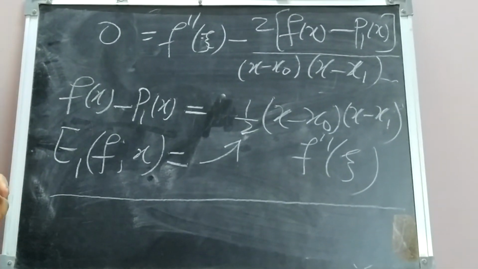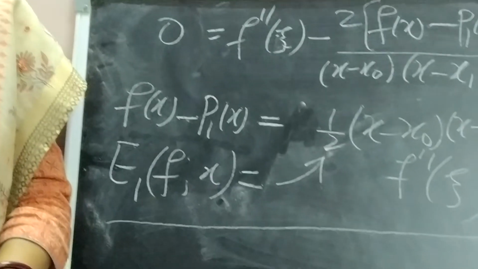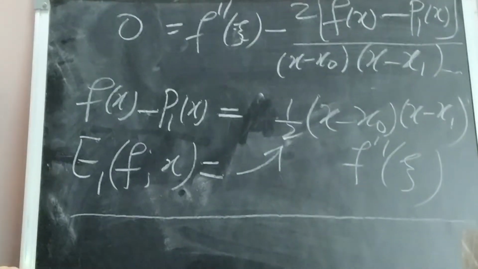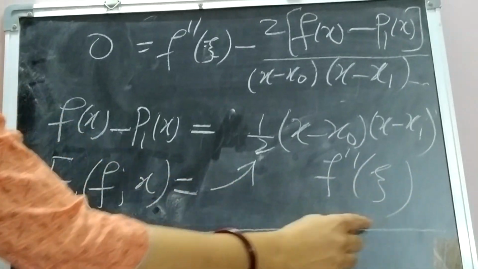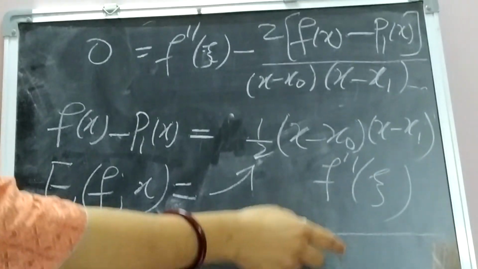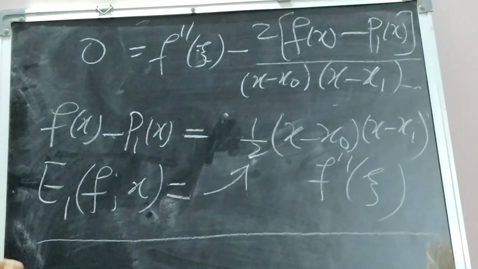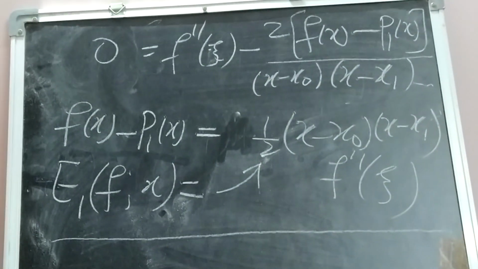So we have computed the error in linear interpolation, and next we will have to determine the bounds for f''(xi), so that we can substitute it over here to get some idea about the exact amount of error.